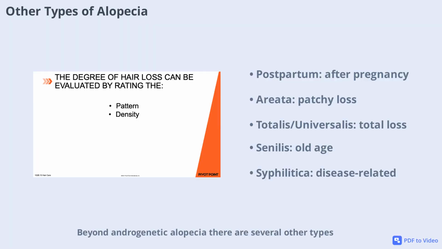Beyond androgenetic alopecia, there are several other types: postpartum alopecia, temporary loss after pregnancy; alopecia areata, sudden patchy loss; alopecia totalis, total scalp loss; alopecia universalis, entire body loss; alopecia senilis, age-related; and alopecia syphilitica, linked to syphilis. Each type has unique causes and implications, requiring tailored advice and often medical referral.